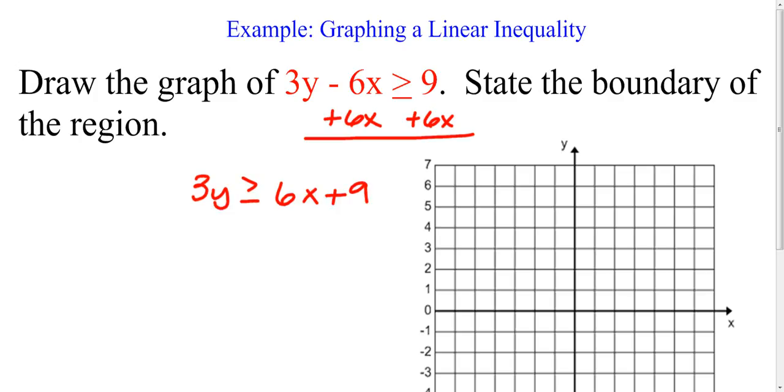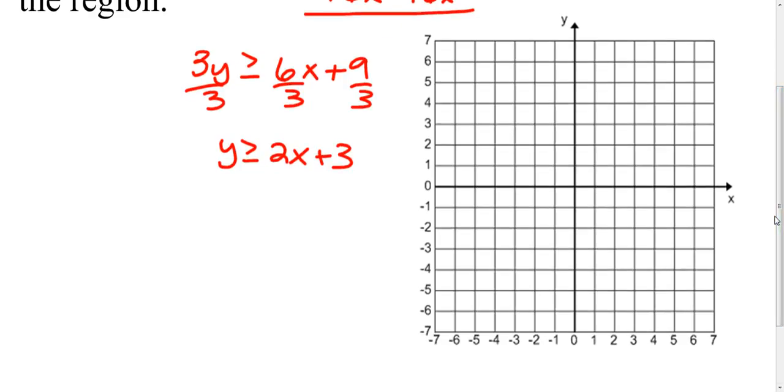I want to remind you that when you multiply or divide by a negative when you're dealing with inequalities, you do have to switch the direction of the sign. I have not multiplied or divided by a negative, so I don't need to do anything here, but if I had, I would. Okay, divide both sides by 3, and then they get y is greater than or equal to 2x plus 3.